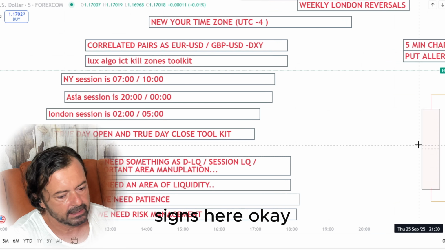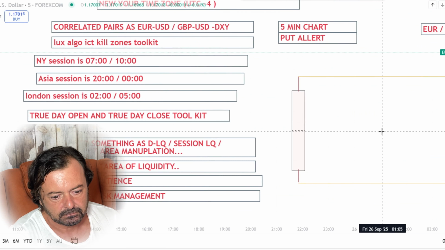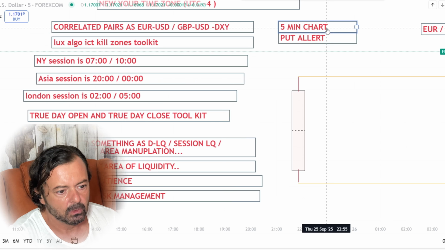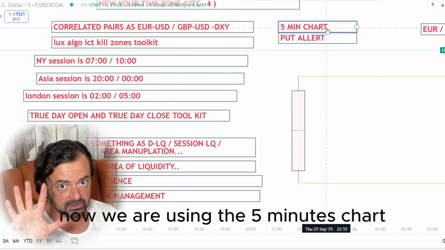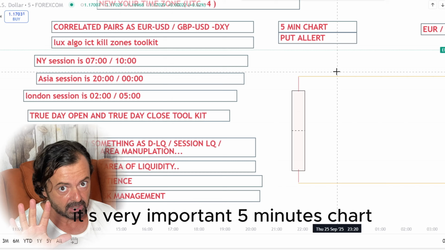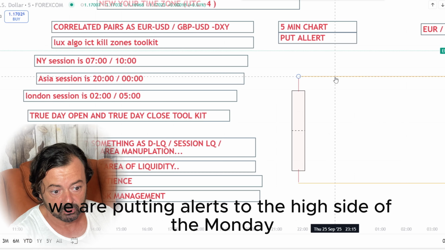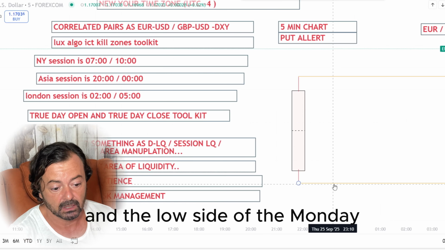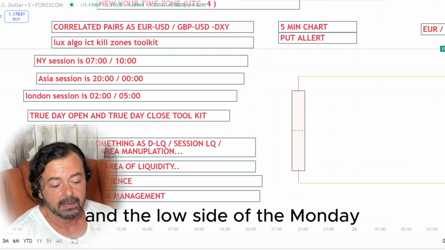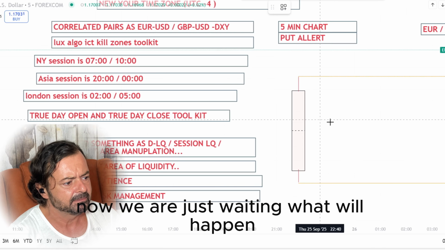signs here. Now we are using the 5 minutes chart. It's very important, the 5 minutes chart. We are putting alerts at the high side of Monday and the low side of Monday. Now we are just waiting.